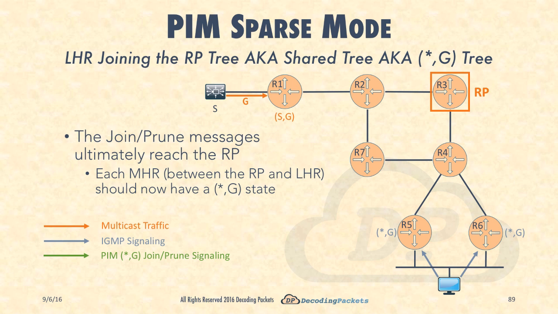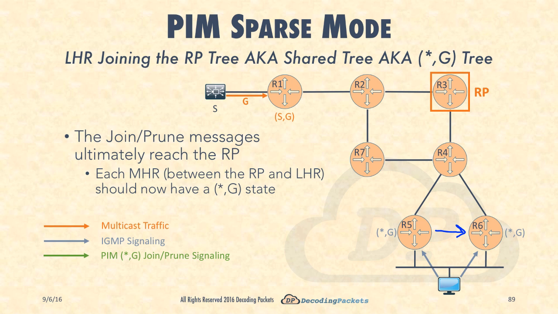So let's take a look at how this is actually going to happen. So the join prune messages ultimately have to reach the RP, and each middle hop router should have that star comma G state. So let's pay attention to R6. Let's forget about R5 for a second, and there's a good reason for it, which we'll be covering in the next lecture. But for right now, just imagine that R5 has given all of its PIM duties for this particular segment, and it has transferred them over to R6. So R6 is really the only LHR that you should worry about.